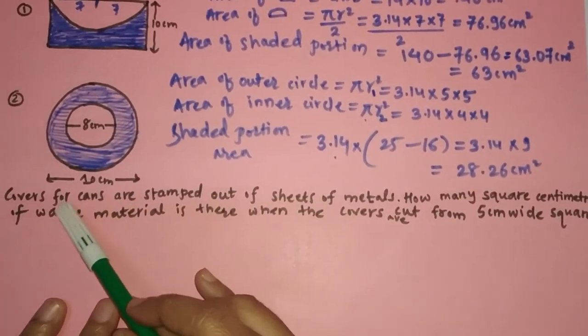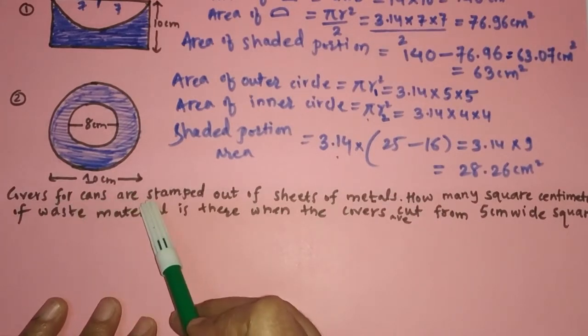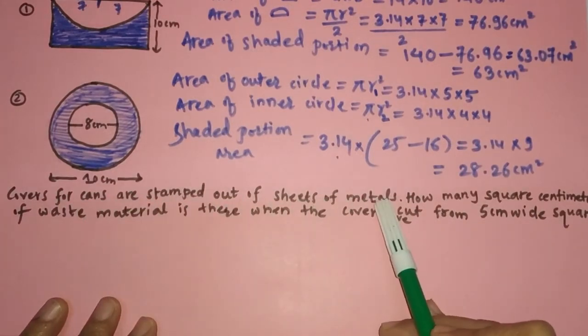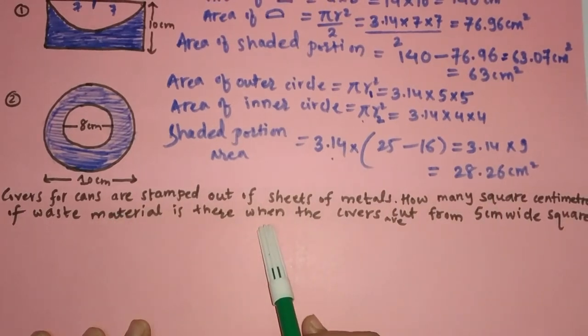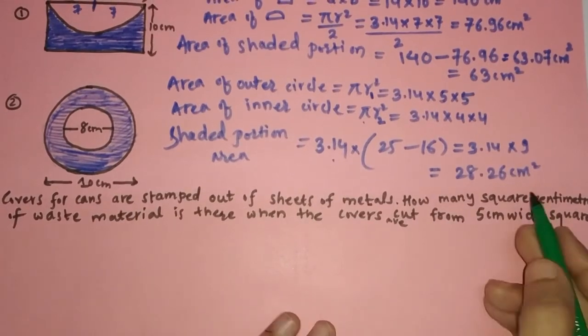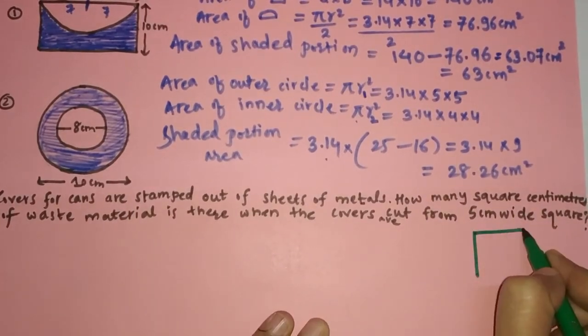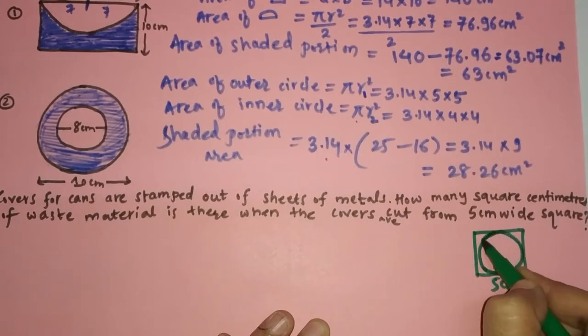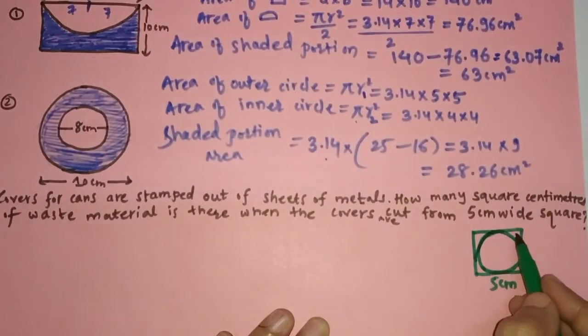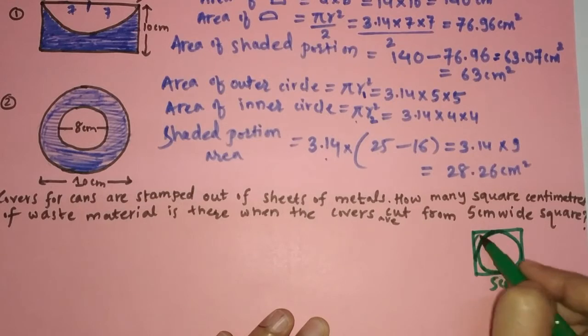Now we'll see the next question: covers for cans are stamped out of sheets of metal. How many square centimeters of waste material is there when the covers are cut from a 5 centimeter wide square? It is given that there is one square which is 5 centimeter each, and we are going to cut a cover for the cans, which is this circle like this. So we have to find out how much the waste is. This one means we have to find out this area.